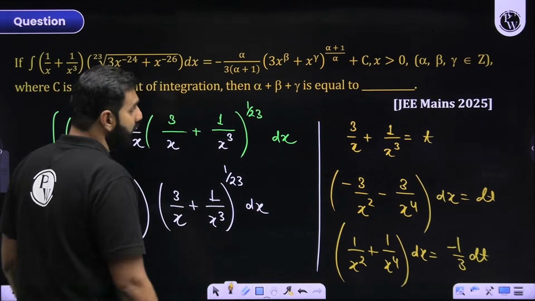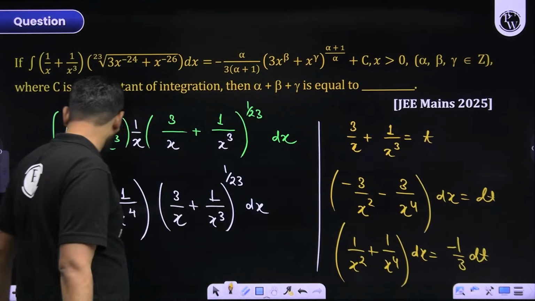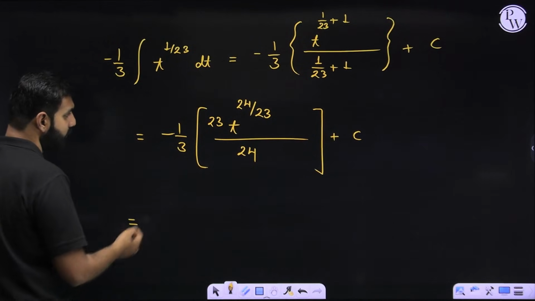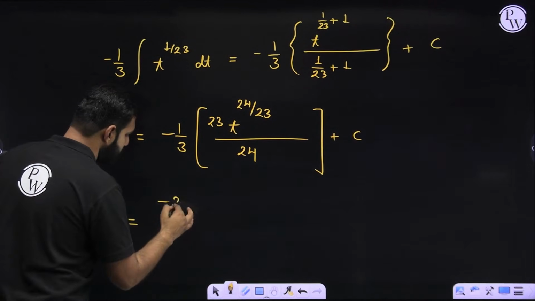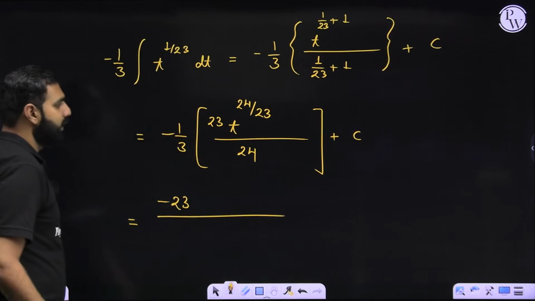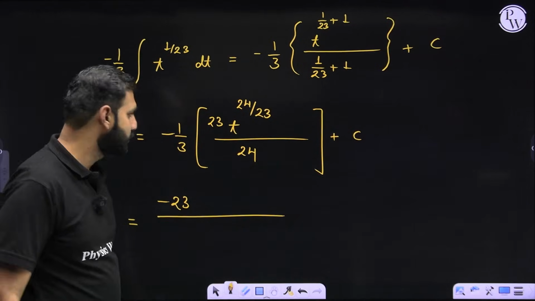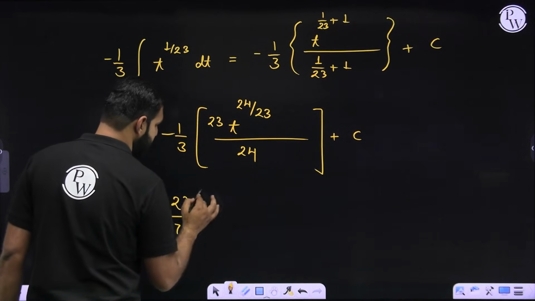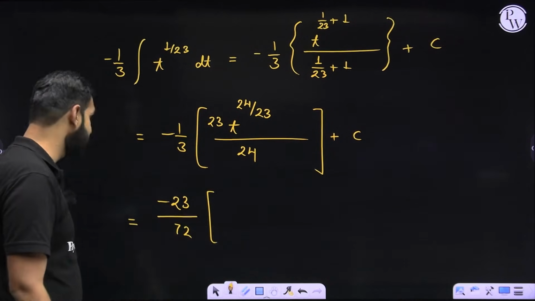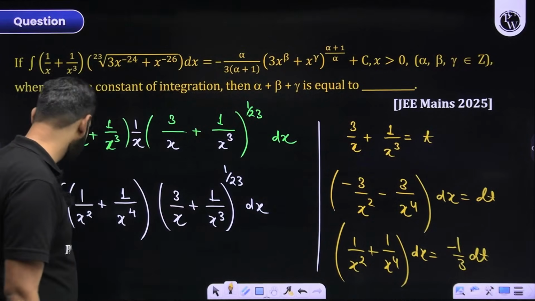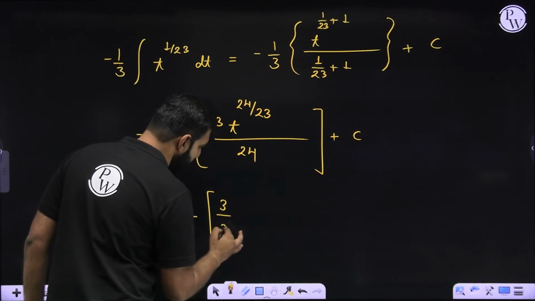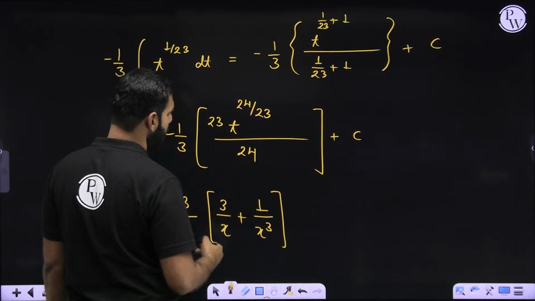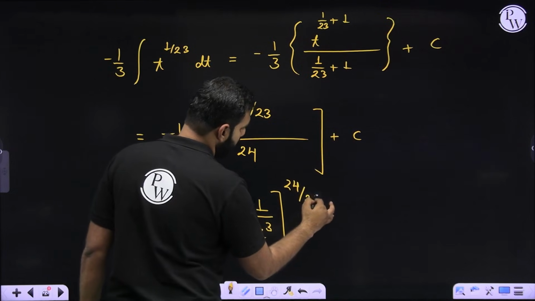If you still didn't get it, let me replace t by 3 by x plus 1 by x cube. So when you replace t by this, here I hope it is going to be negative of 24 into 3. So in the numerator it is minus 23, divided by 24 into 3, which is basically 72. I hope you understood this very clearly. So it is going to be 72 times here. What do I see next? This t is raised to the power 24 by 23. What was t? 3 by x plus 1 by x cube. So it is 3 by x plus 1 by x cube, whole raised to the power 24 by 23 plus c.